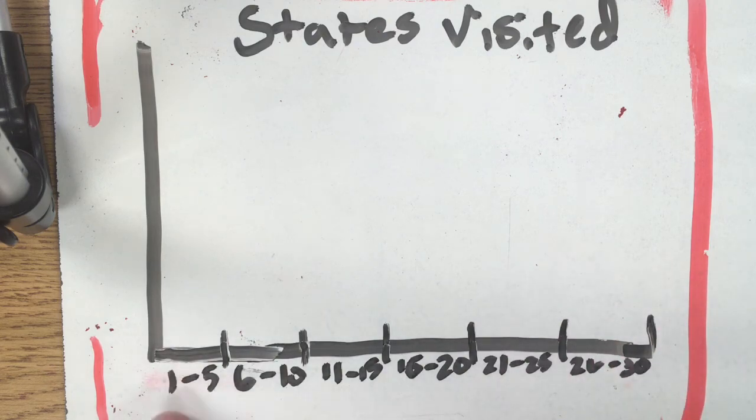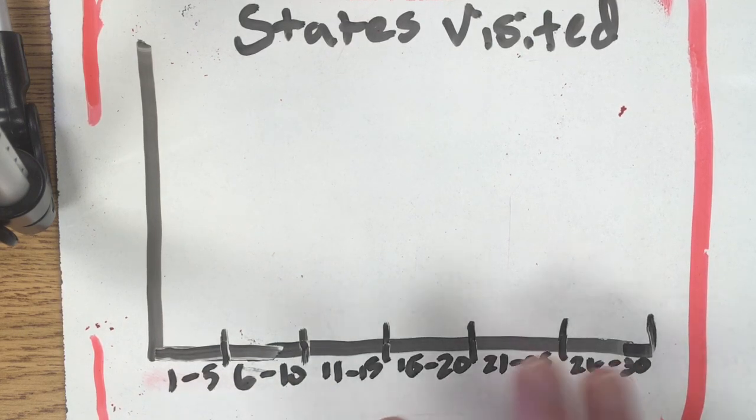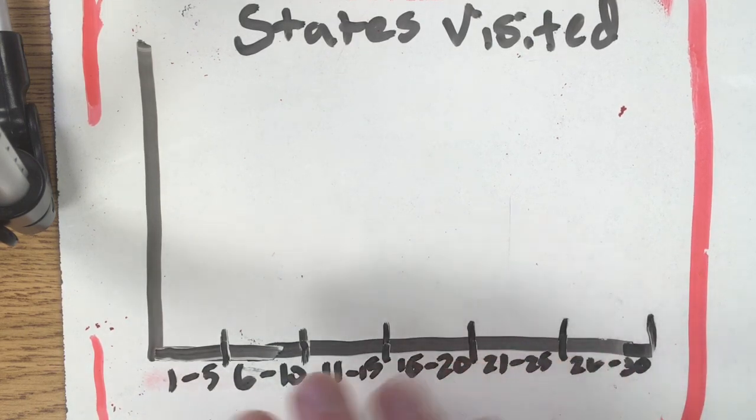So each one of these categories is kind of like a bucket that you fit into. You'll notice that they're each the same amount of states. They have to be. So this is 5, this is 5, this is 5, this is 5, this is 5, and this is 5. Now I can make those however many I wanted. I could have made them 2. I just made them 5 because it's easier.